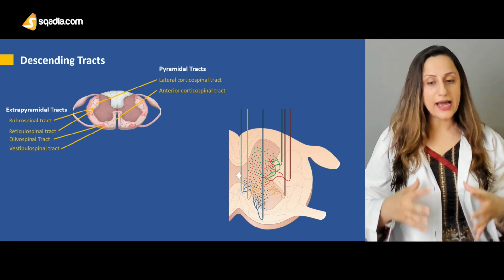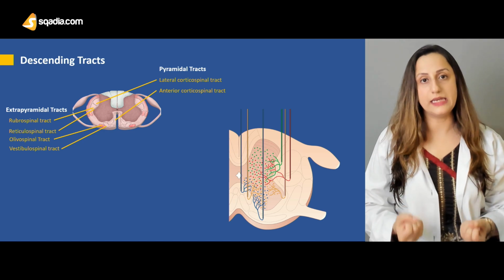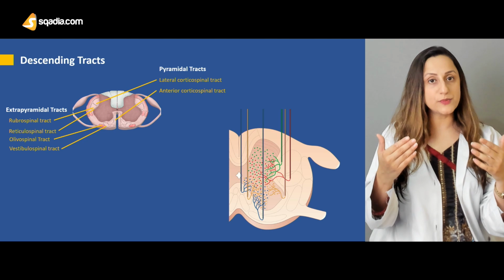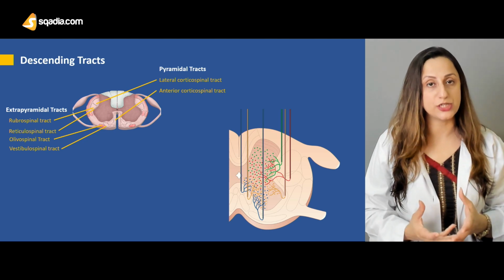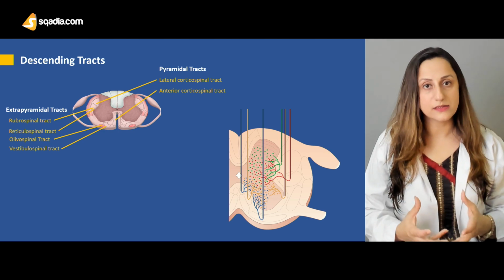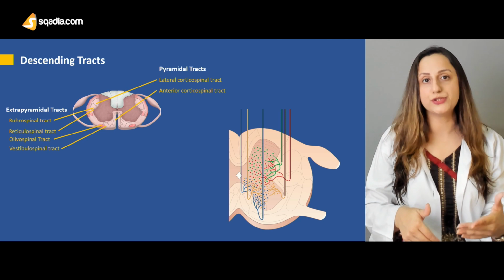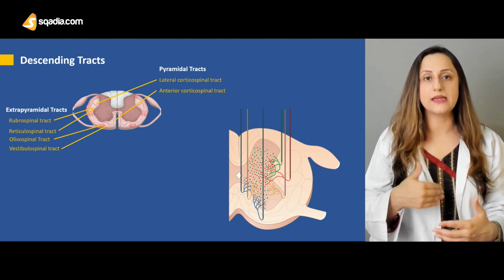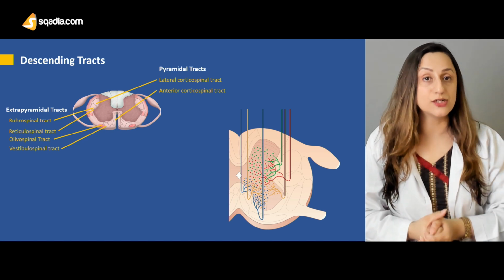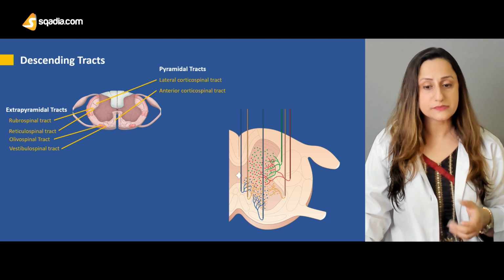And all of these tracts are basically bringing the information from the higher centers of the brain towards the spinal cord. And from there on, there is either a second order neuron, or sometimes they supply or inhibit the action potential towards the third order neuron, and the messages are passed on from there.